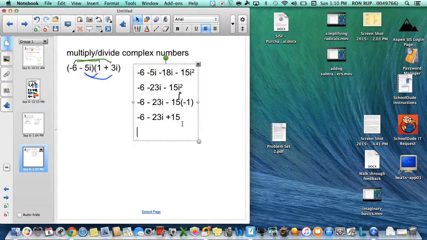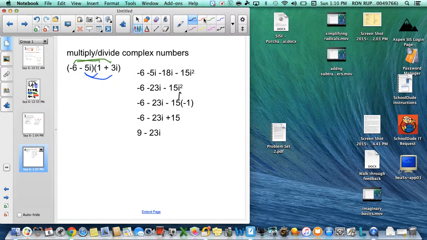Now we can combine like terms one more time. 15 and negative 6 are like terms, and that equals positive 9. And so 9 minus 23i is the answer. Dang, that's cool. Let's put a purple box around that.